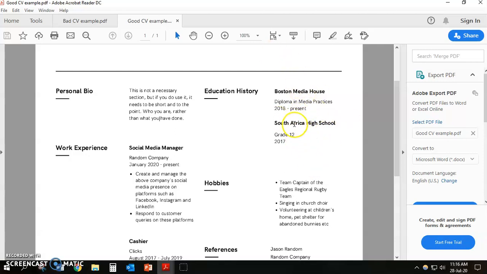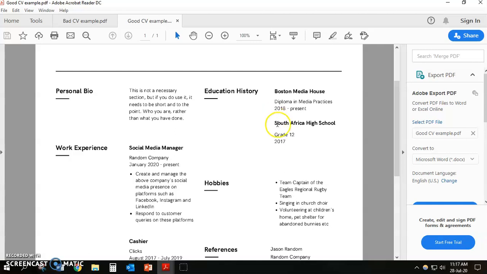So this imaginary person has got high school, and they went straight from high school to Boston. So you start off with the institution, so Boston Media House, the actual name of the qualification, so not just diploma, not diploma in media, states exactly what your qualification is called, and then the year that you started to present, because you are still currently doing it. Obviously, when you graduate, you'll say 2018 to, in this person's case, 2020. That's only once you've graduated.